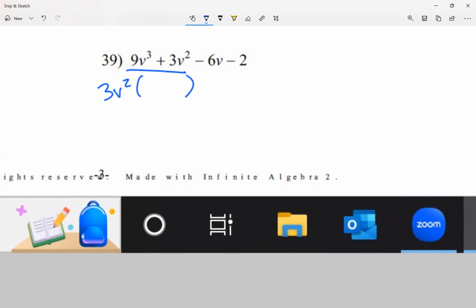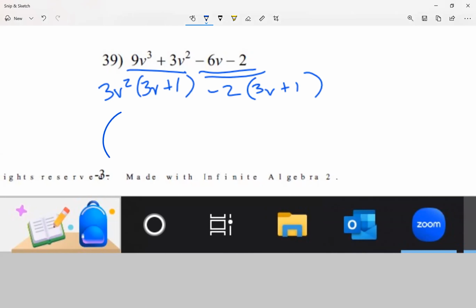So this is going to give me, let's see, 9 divided by 3 is 3. And then v to the 1. 3 divided by 3 is a 1. And then there's no v, right? So 3v plus 1. Now let me take a look at my last two terms. Let me factor a -2. I'm going to divide everything by -2. -6 divided by -2 is positive 3v. -2 divided by -2 is a positive 1.